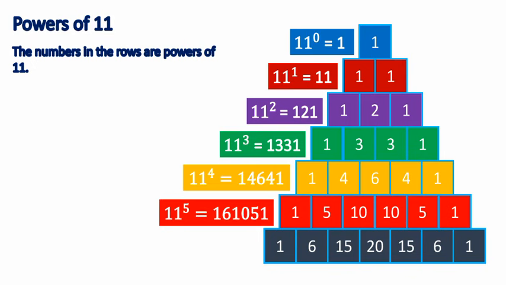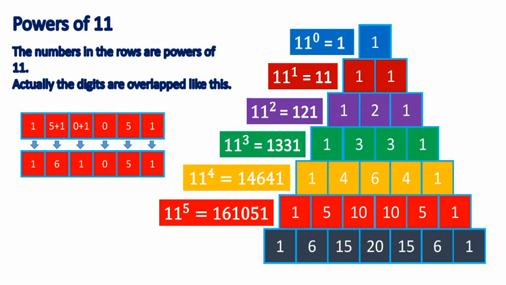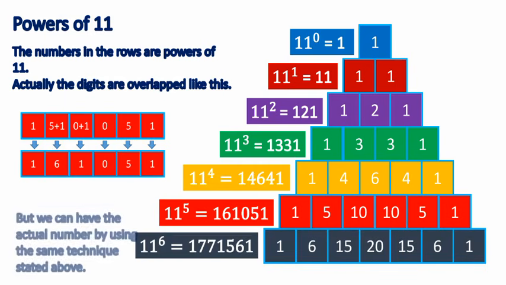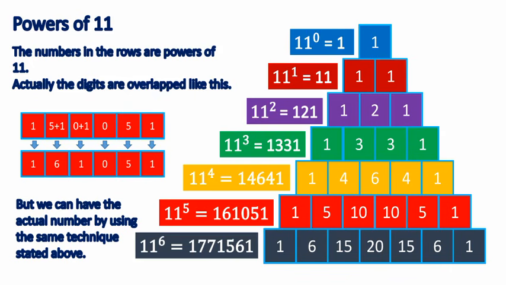11 to the power 5 is 161051, but this number is different. But don't get worried. Actually, the digits are overlapped like this. 5 and 1 are overlapped to make 6. Similarly, 0 and 1 are overlapped to make 1. 11 to the power 6 is 1771561, and this number is different, but we can have the actual number by using the same technique stated above.